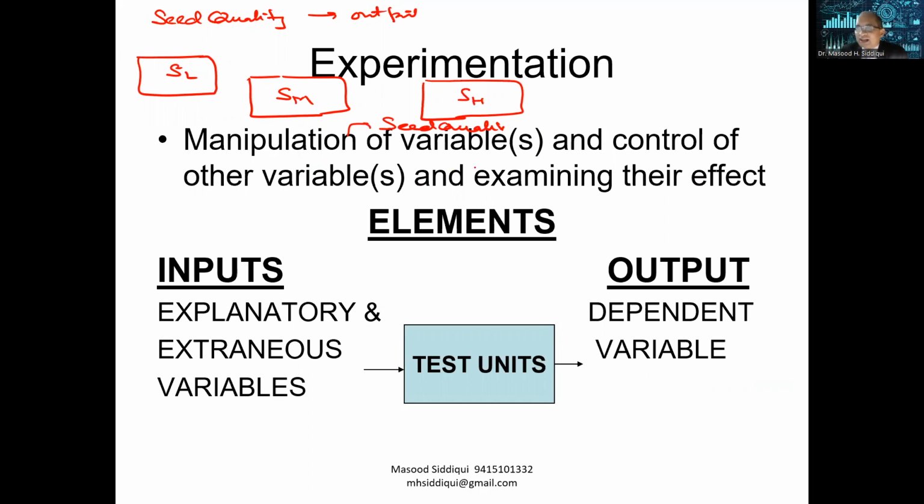As per the discussion, the experiment has three elements, the elements of the experimental design. One is the input. We have two types of variables. One is the explanatory variable, which constitutes the variable under study. This is the explanatory variable, and we try to establish a cause and effect relationship between the explanatory variable and the dependent variable, that is, the output.